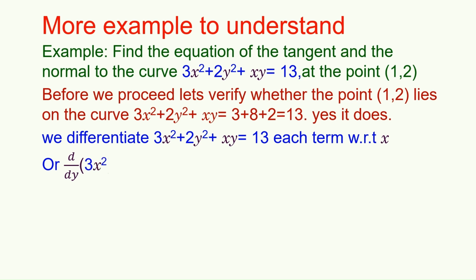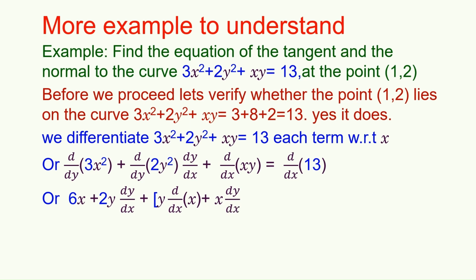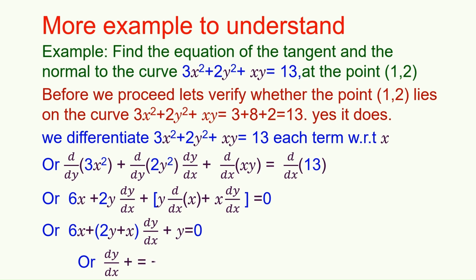We differentiate 3x squared plus 2y squared plus xy equals 13, each term with respect to x. d/dx of 3x squared plus d/dy of 2y squared times dy/dx plus d/dx of xy equals d/dx of 13. Or 6x plus 4y dy/dx plus y plus x dy/dx equals 0. Or (4y plus x) dy/dx plus 6x plus y equals 0. Therefore dy/dx equals minus (6x plus y) divided by (4y plus x).